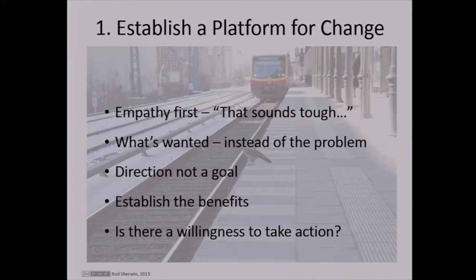Remember I talked about before where everything sucks, the whole company's going to hell. Well, what would you like instead? I don't know, but the whole company's going to hell. So you might have to kind of steer it round a few times to get to that idea about what's wanted. Now, the other thing I love about this idea is it's direction, not a goal.